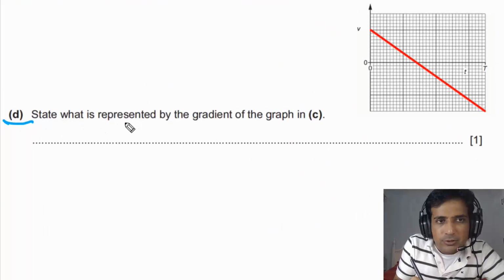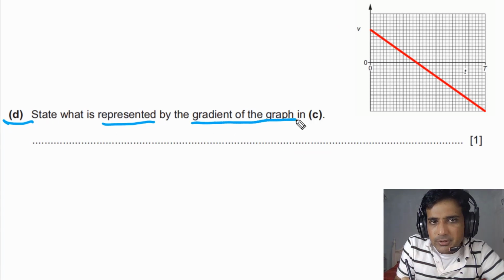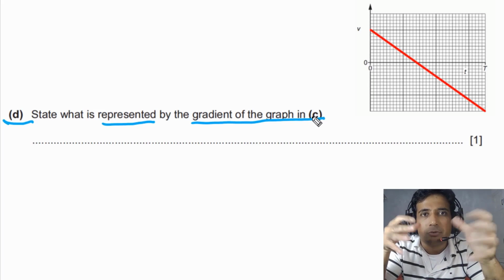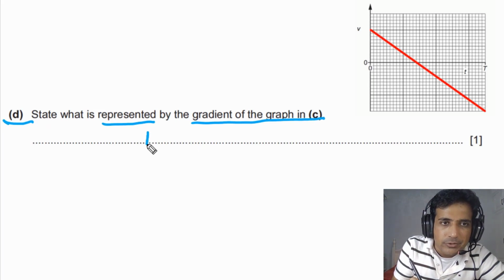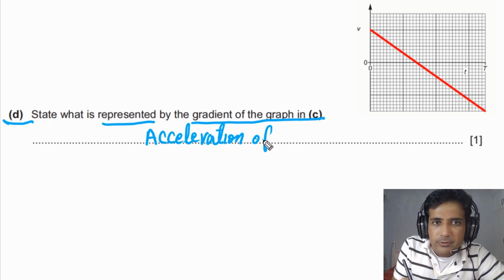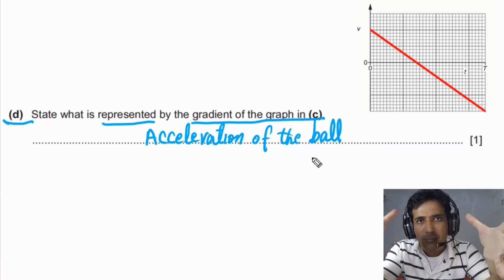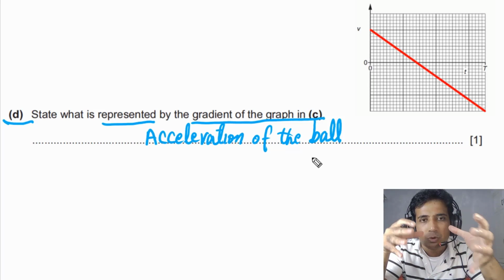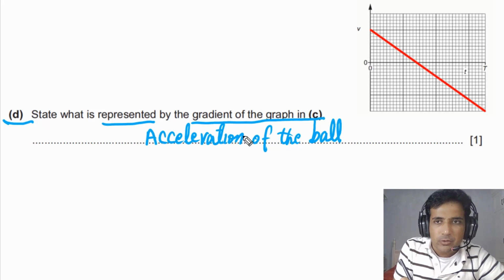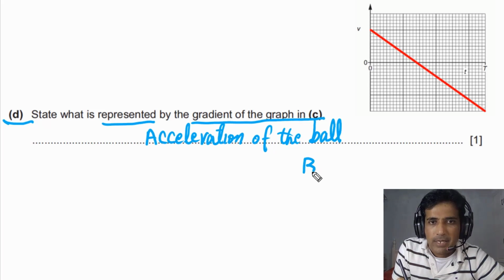For part D, we need to state what is represented by the gradient of the graph in C. Simply you need to write down that gradient of a VT graph is equal to acceleration. So gradient is equal to acceleration of the ball. If you simply write down acceleration, that is quite enough. In this case, acceleration of the ball is equal to acceleration due to gravity, because there is no air resistance. So if you write down acceleration, you will get 1 mark.